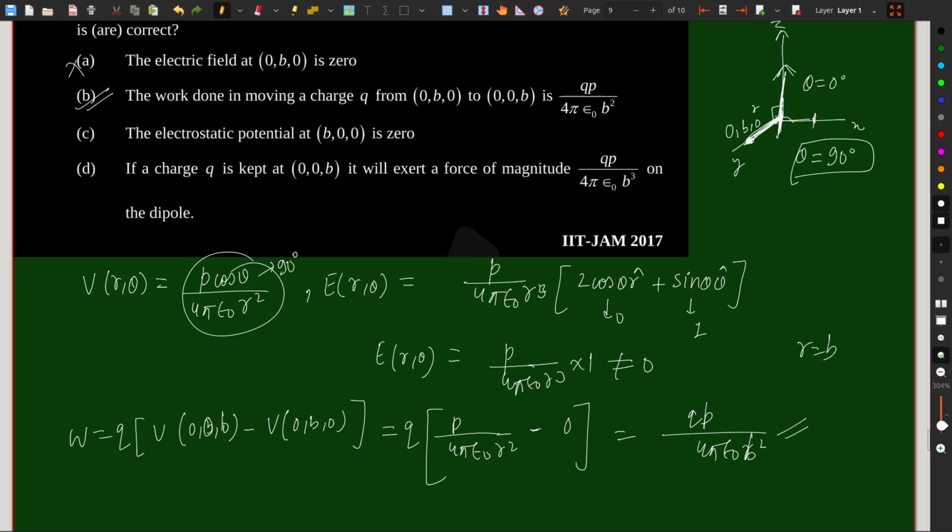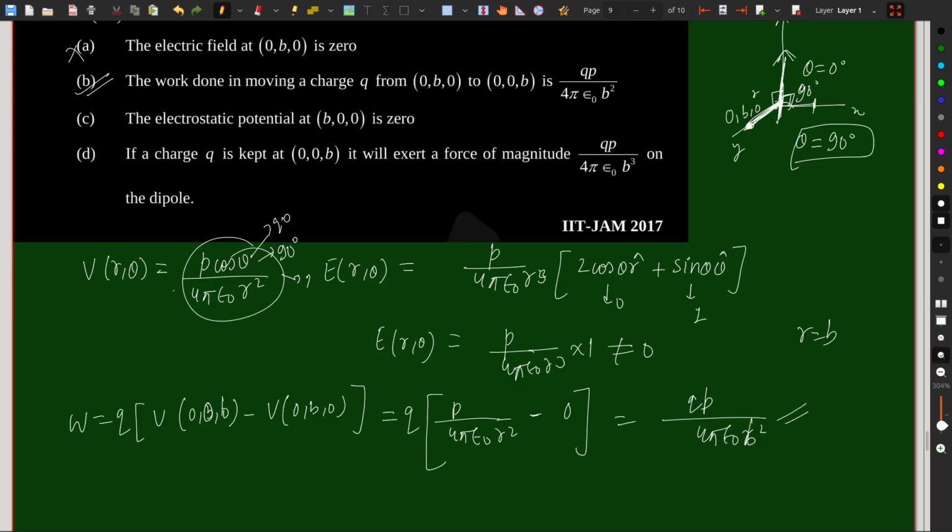Electrostatic potential at (b, 0, 0) is 0. Here again theta is 90 degrees, so if we put 90 we get 0. So the potential is 0. This is also correct. Next, if Q is kept at (0, 0, b), it will exert a force of magnitude Qp over 4 pi epsilon naught b cube. So let's calculate.